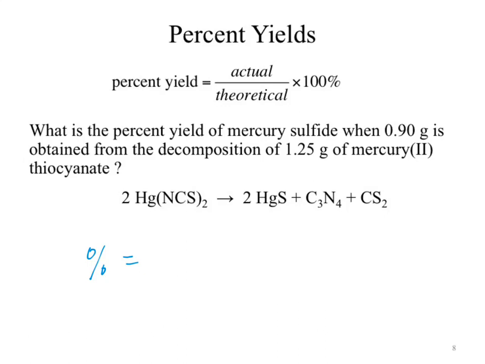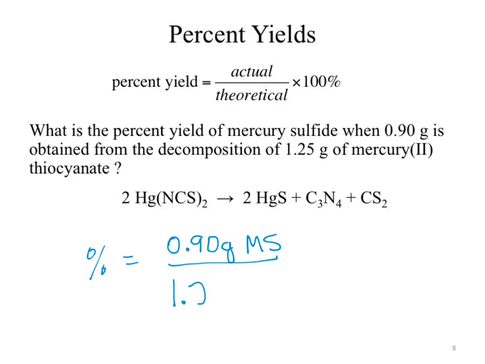What's the actual number? 0.90 grams of our mercury sulfide. What do we want to divide by? Our theoretical yield, right? How much could we actually make? We're in a lot of 1.25s.